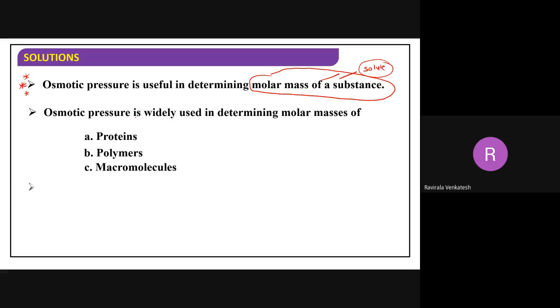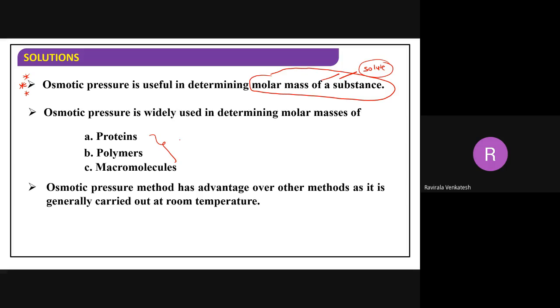Polymers are nothing but what? Proteins, macromolecules, polymers, everything which has very large molar mass. Whichever has large molar mass, its molecular weight or molar mass can be calculated by using osmotic pressure. And the osmotic pressure method has an advantage over the other methods as it is generally carried out at room temperature, when you compare with the remaining methods like depression of freezing point, elevation of boiling point, lowering of vapor pressure, where we calculated molecular weight.